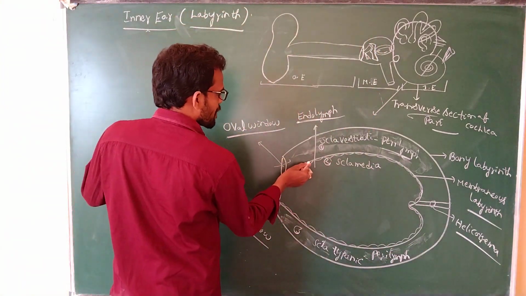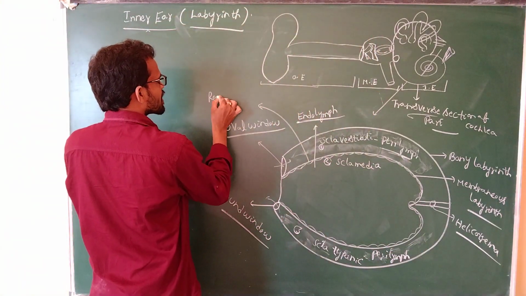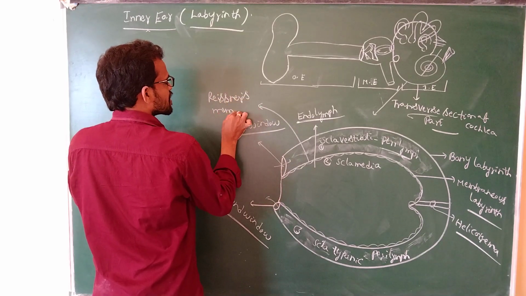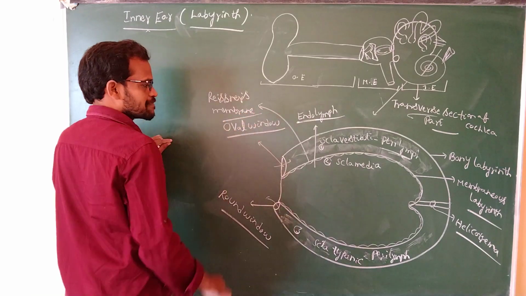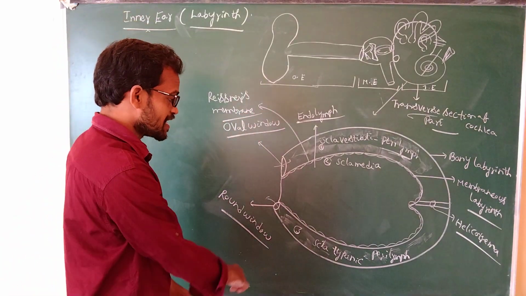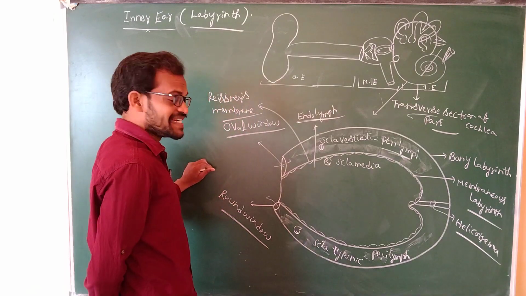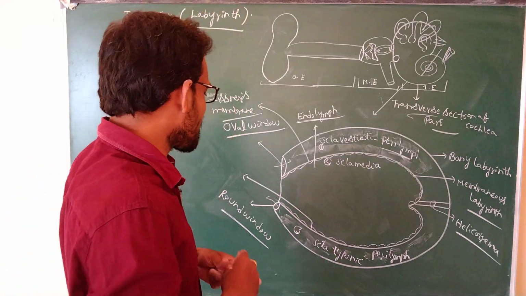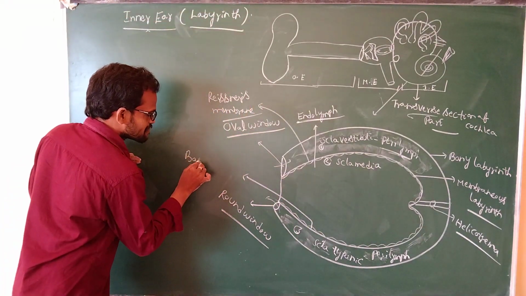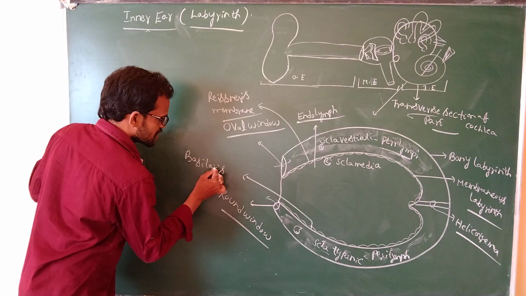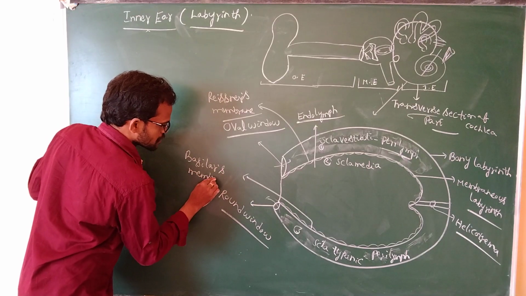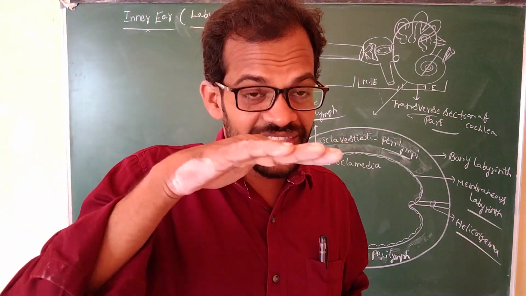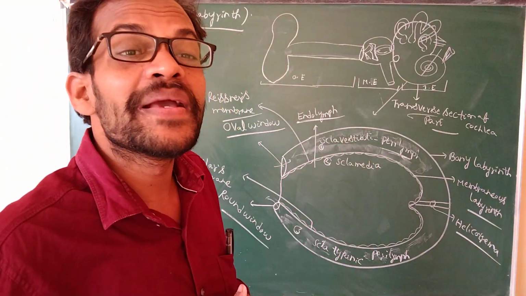The scala vestibuli has one important membrane known as Reissner's membrane. Coming to the scala media, the base of the scala media is made up of the basilar membrane.